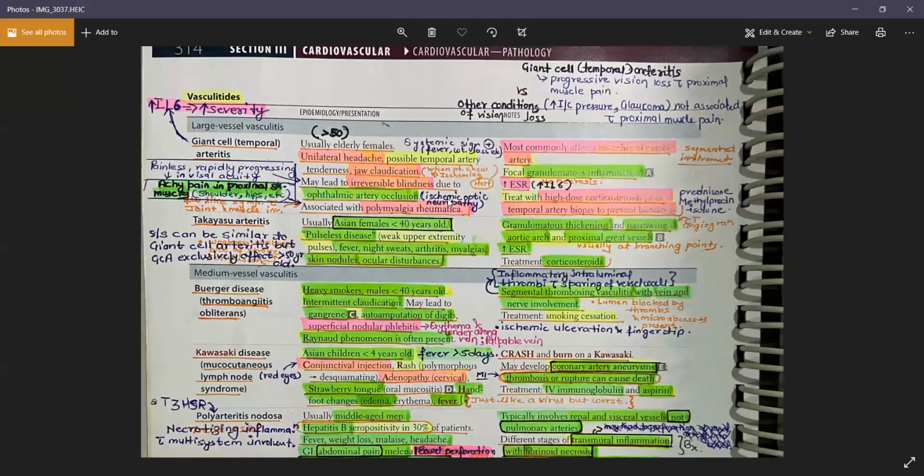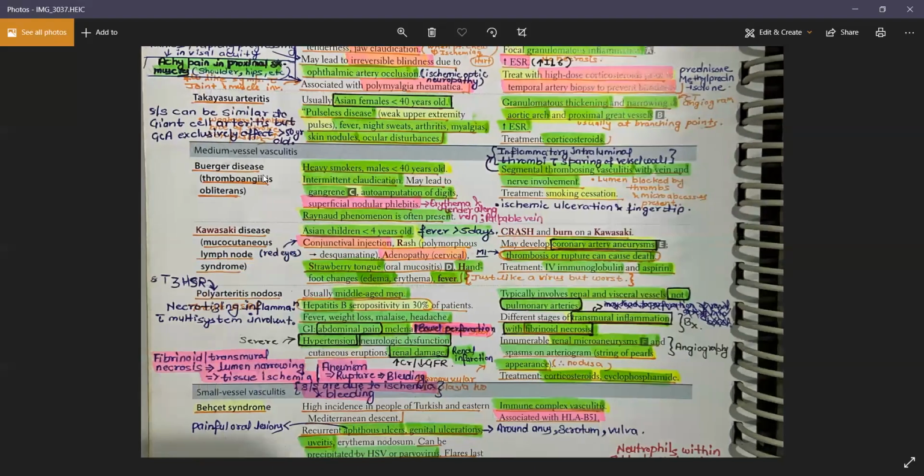No. Okay. Then we discuss the medium vessel vasculitis, and the first one is Buerger's disease, or thromboangiitis obliterans. It is not the inflammation of the vessel wall, but actually a thrombus is formed inside the vessel, which is an inflammatory thrombus, and because of the formation of this thrombus it blocks the blood supply to that particular organ or area. Very important. Generally, it is seen in heavy smokers only.